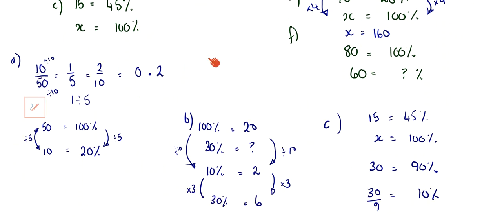And then finally, 80 is 100%. What would you do? I would go 20%. No, sorry, 20 is, so divide by 4, 25%. Yeah? Times that by 3, and I get 60 is 75%.